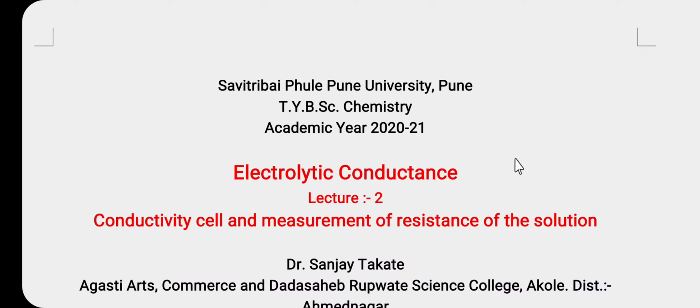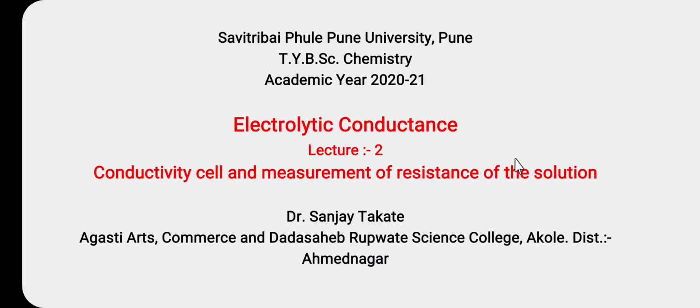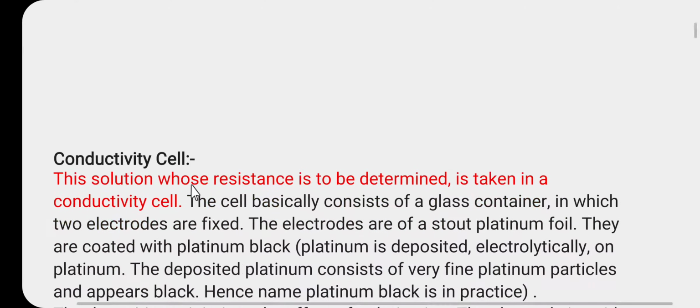So friends, all of you know that the conductivity bridge or the conductometer is the instrument which is used to measure the resistance and the conductance of the solution. When we consider the conductometer or conductivity meter, the basic part of it is the conductivity cell. So first of all, let us discuss the conductivity cell. There are various types of conductivity cells, so let us discuss them one by one.